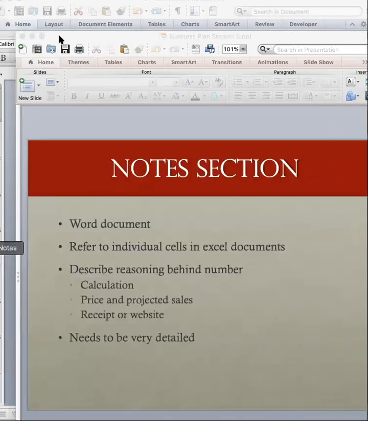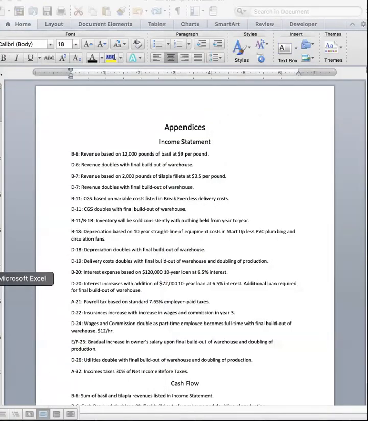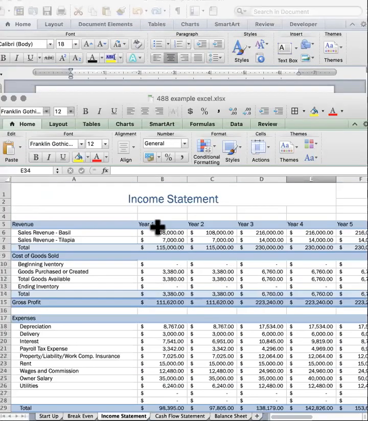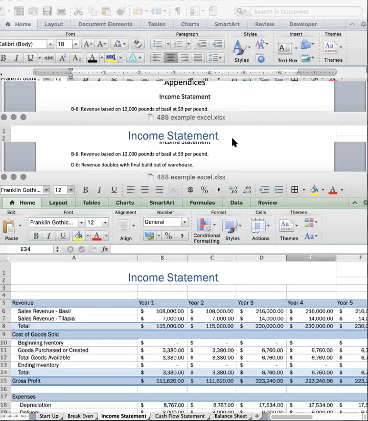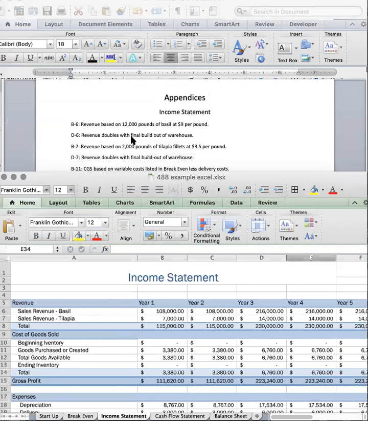Here he started out by figuring his price. He projected a yield of 12,000 pounds, as he stated here. Right here in year 1, he projected a yield of 12,000 pounds of basil and is using the price of $9 per pound. This is shown in cell B6.